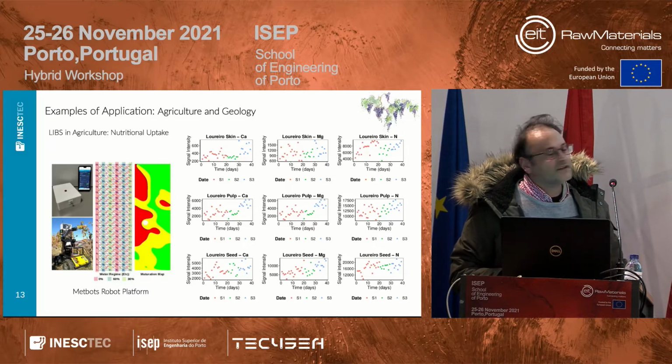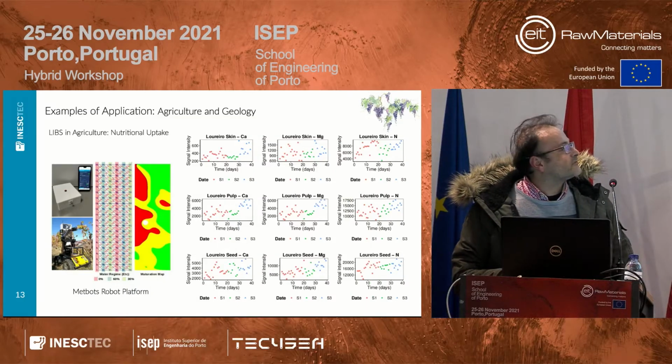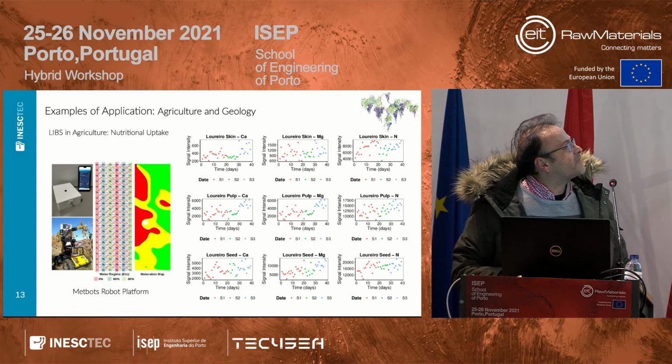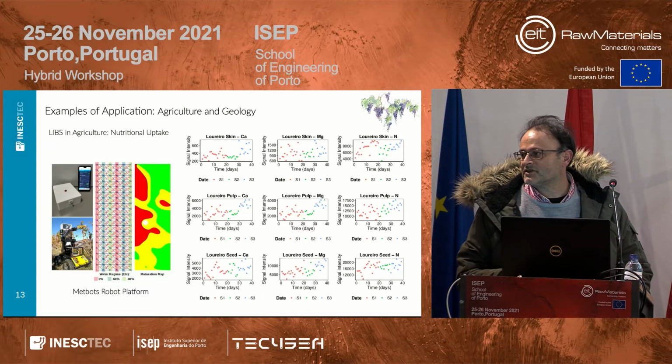So this is an important application because these methods for agriculture are quite important for managing the nutrient uptake of plants for the correct use of fertilization, but also agricultural practices. And with this kind of approach, we can make maps of nutrient absorption for precision agriculture.